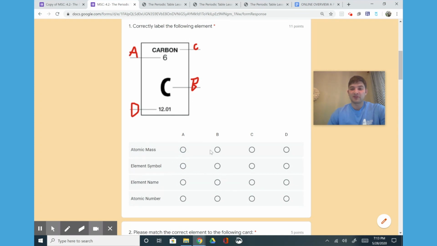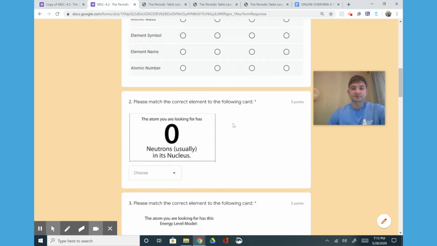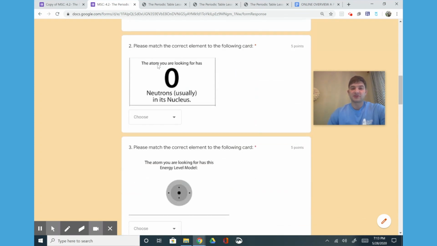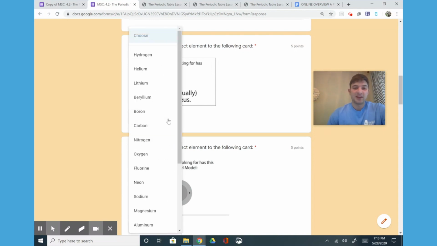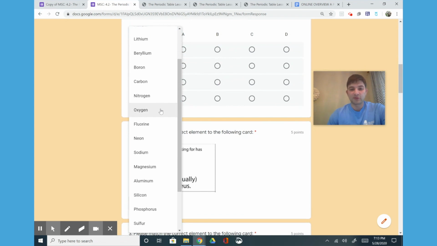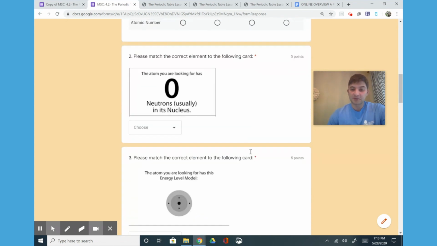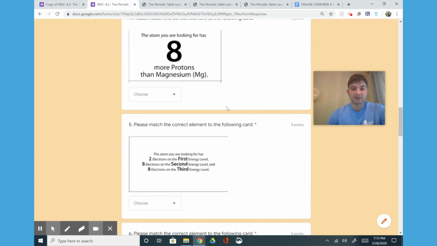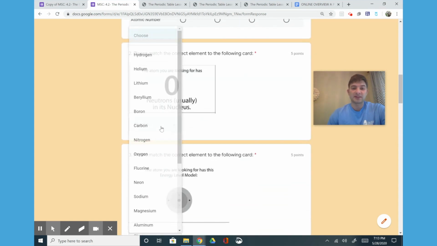You do have to answer one of these, one for each row. But as you can see, here's a card. The item you're looking for has 0 neutrons in the nucleus. And I did leave an order for you. It's 1 through 20. And you would pick the correct answer, and you would go to the next slide.